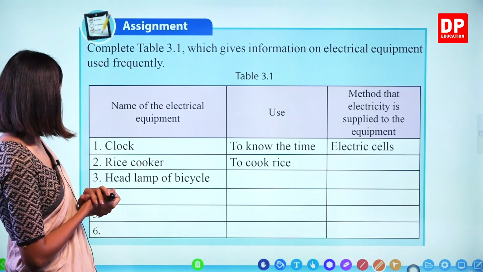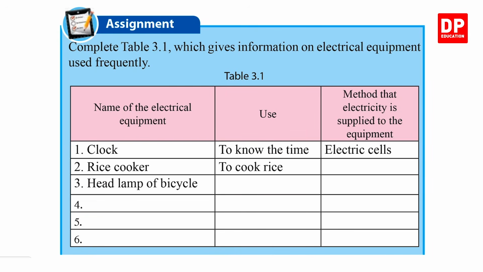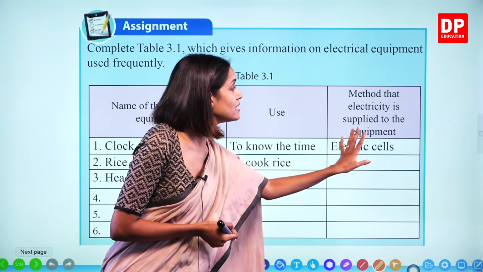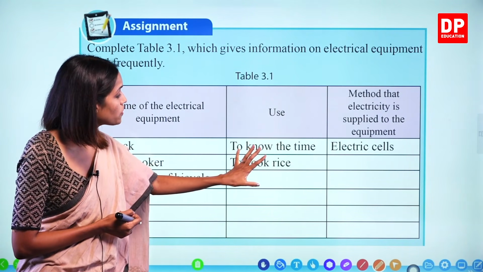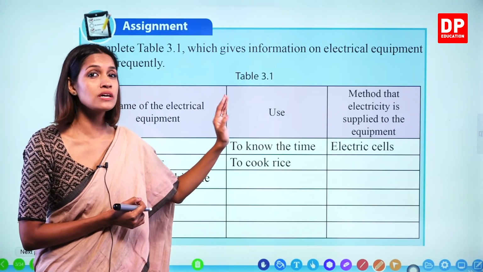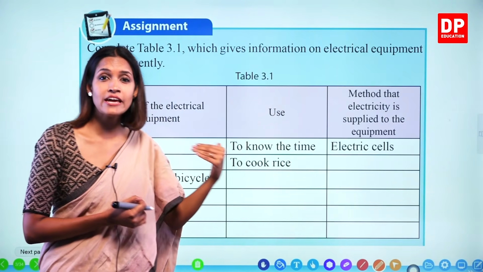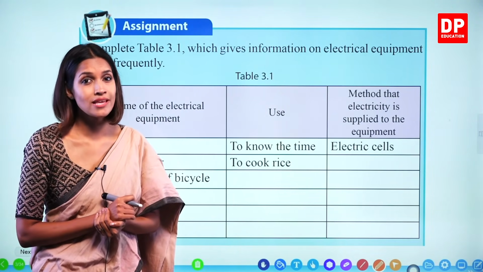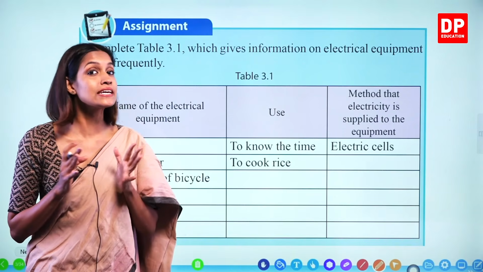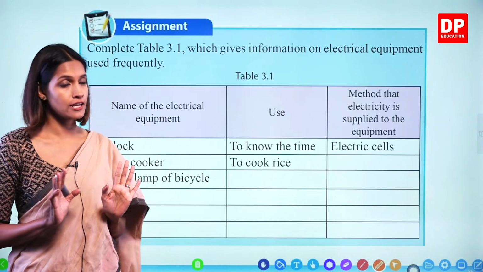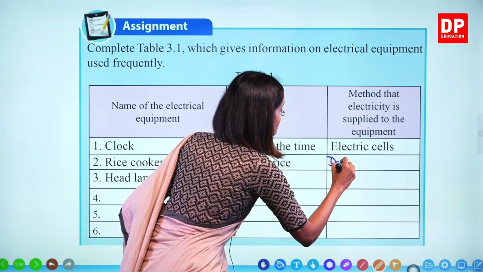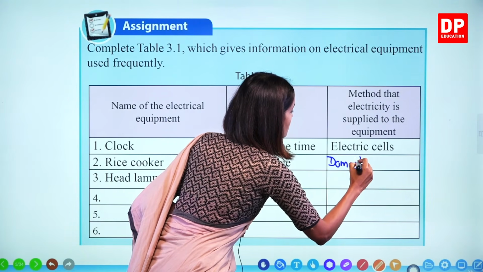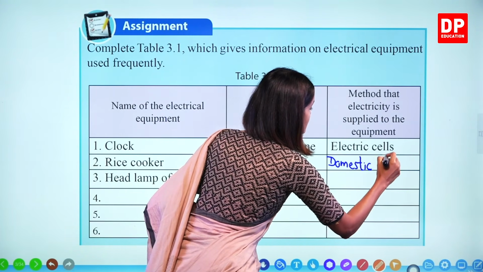Okay. Number 2, rice cooker. What is the use of rice cooker? To cook rice. And what is the method that electricity is supplied, children? So in that case, what do you have to use? You have to use the main electrical supply that we get to our houses. That is known as domestic electricity supply. Right? We will write domestic electricity supply.